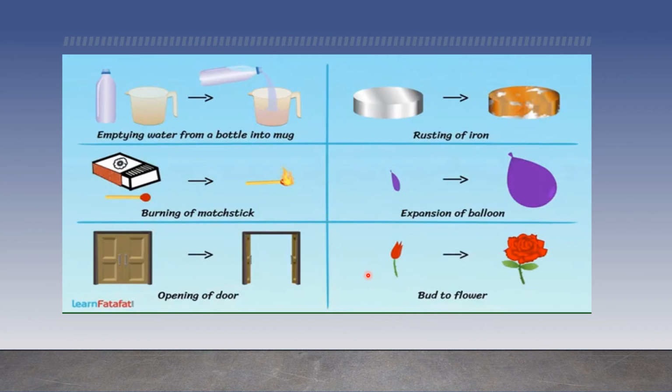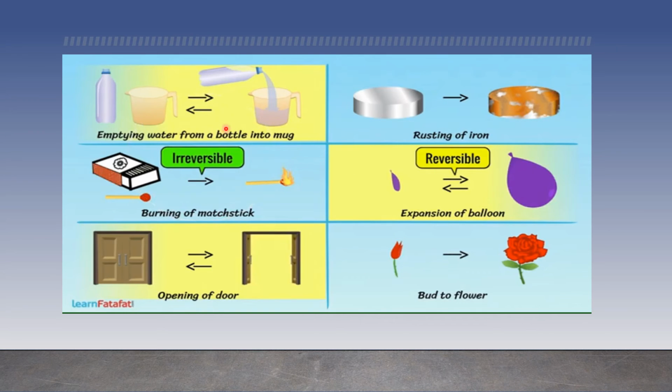Now these are examples of both reversible and irreversible. Now try to find out which are reversible and which are irreversible. First we are going to see which are reversible, like expansion of a balloon. You can get the balloon back like this once the air comes out, so this is reversible. Now emptying water from a bottle and opening of a door. These are reversible changes. Now irreversible are burning of matchstick, rusting of iron, you can see here, and bud to flower. These are all irreversible change.